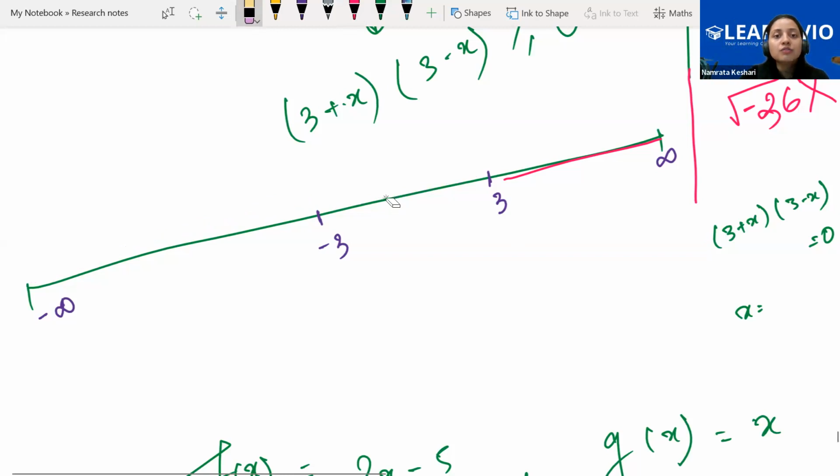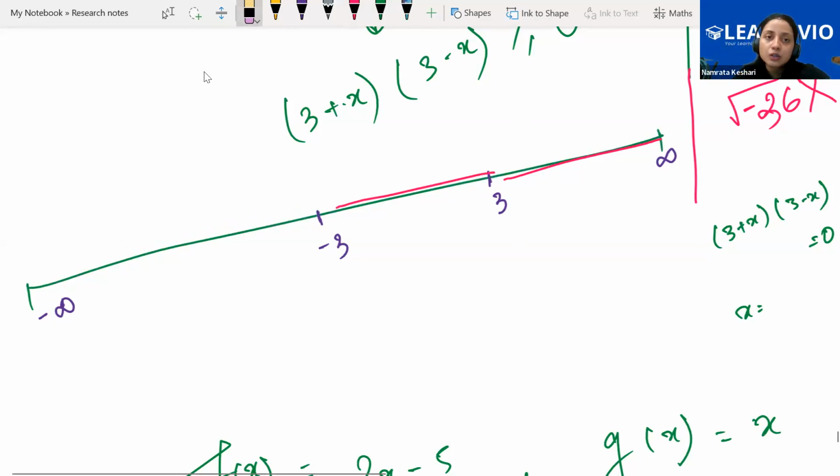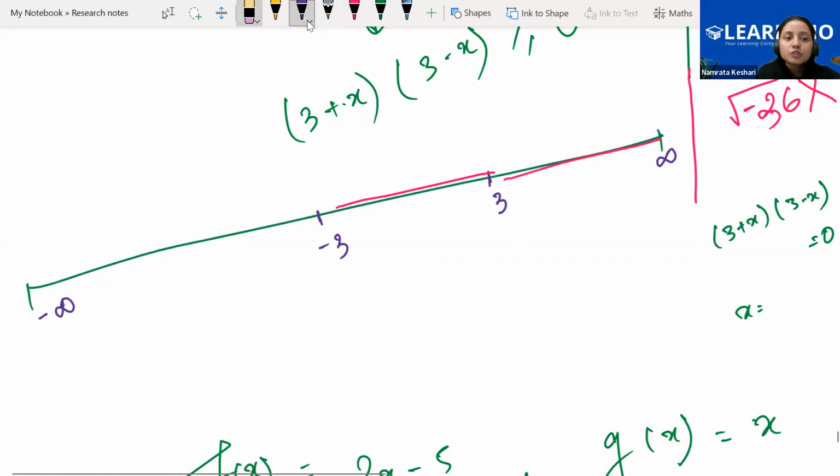Now in each interval, we will take a test point and check whether our inequality is correct or not. So let's take a test point in each interval. In between minus infinity and minus 3, let's take a test point. Which number do you want to take?